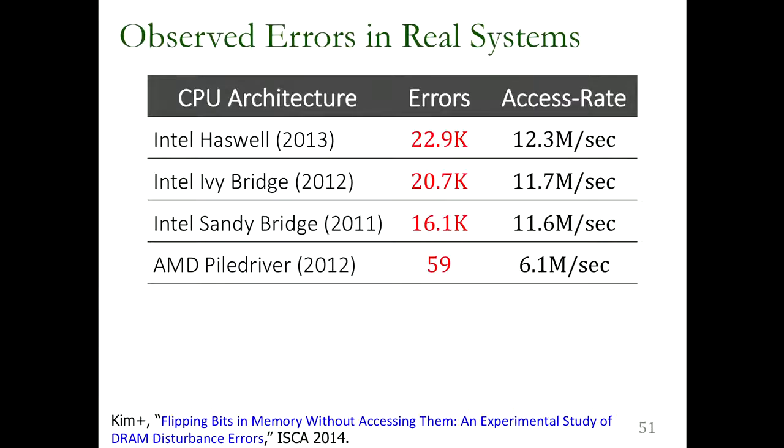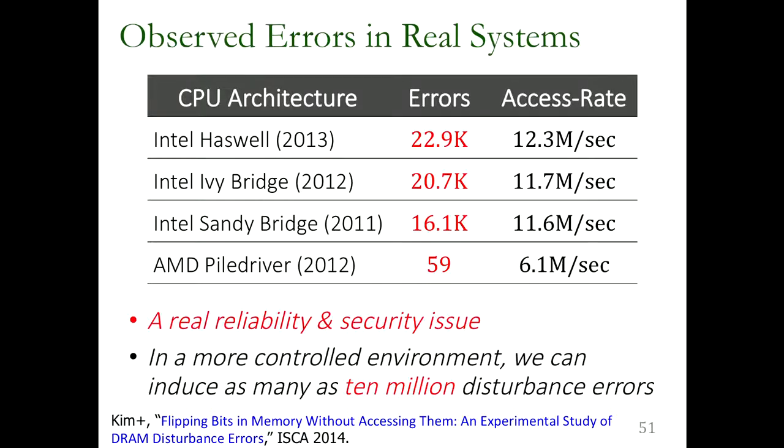So you can observe errors in real systems, and these are some of the errors that my students have reported. And it depends on how fast you can access memory. This poor processor over here doesn't access memory as fast for various reasons. As a result, it gets fewer errors. That's not necessarily a good thing, but you get fewer errors, right? Some other processors can access much faster. And also, this is not specific to Intel and AMD. This is observed in any other processor that can access memory fast enough.